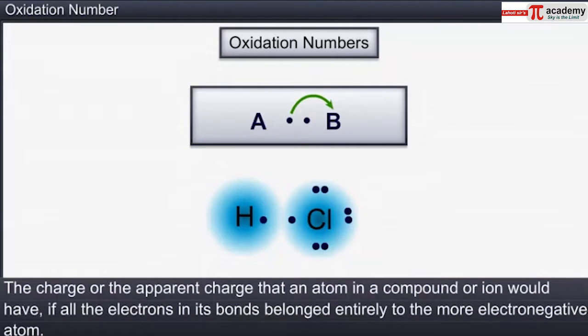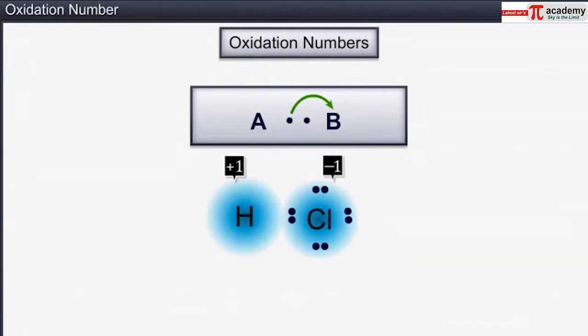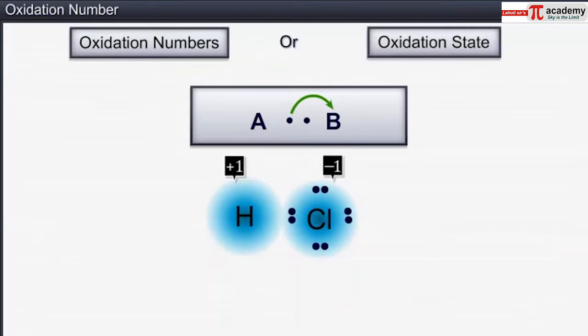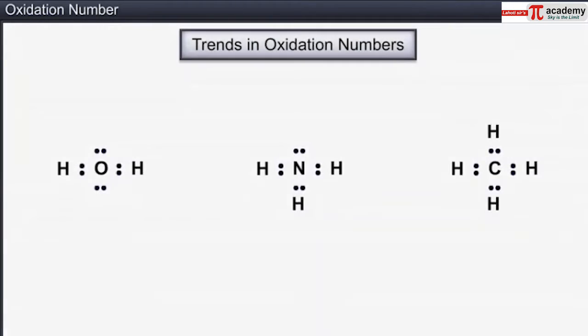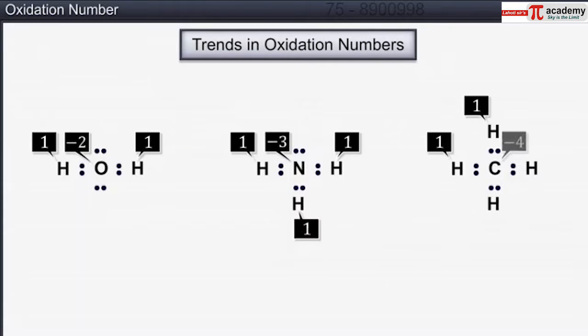Oxidation number is defined as the charge or the apparent charge that an atom in a compound or ion would have if all the electrons in its bonds belonged entirely to the more electronegative atom. Oxidation number is also referred to as oxidation state. We will be using the term oxidation number throughout this module. To determine the oxidation number of an element in a compound or an ion, certain rules have been formulated. Let's look at these rules.